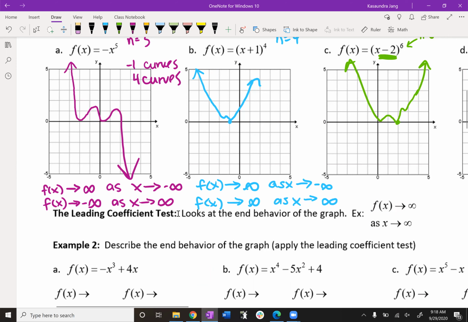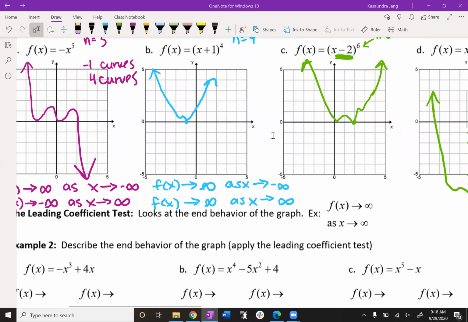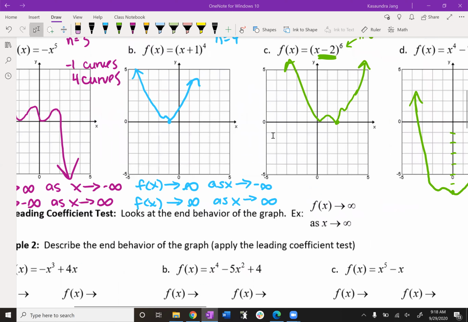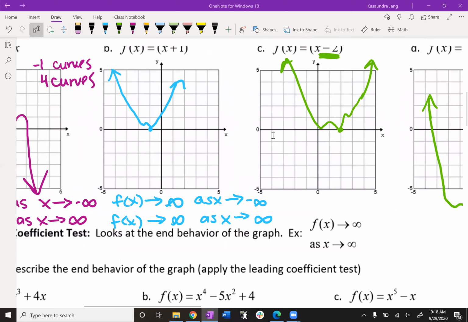Good. Okay, let's have you guys give it a shot then. Look at your graph C that I have in green here. See if you can write the end behavior for that particular graph. So Shar, whenever you're ready, let me know what you got.